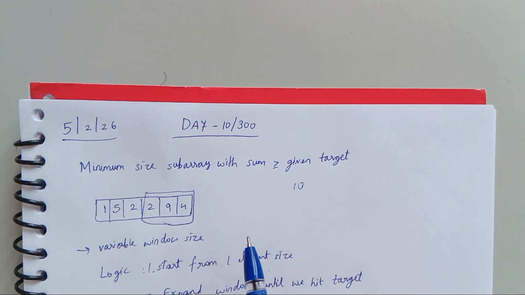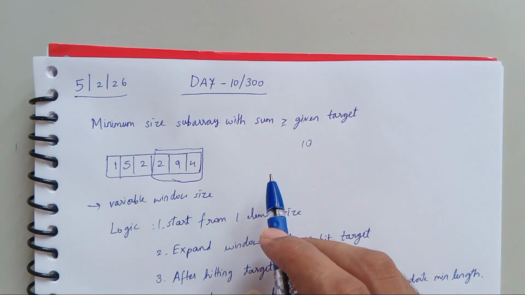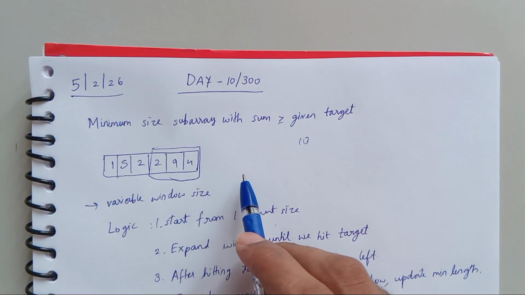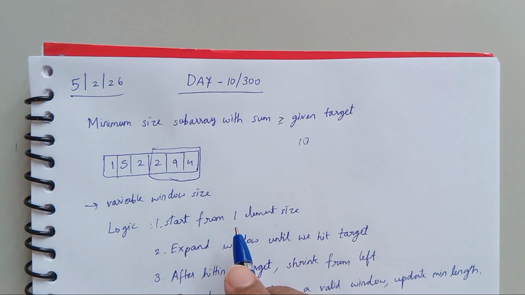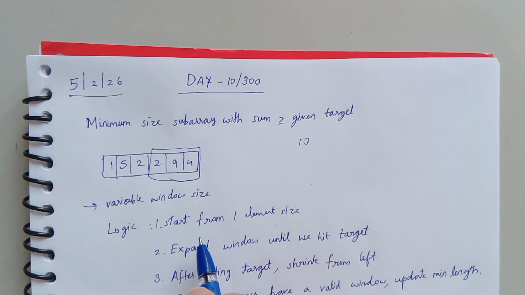So for that, how do we solve this question? First of all, this is a variable window size. We can have a subarray of length size 1 or length size 6 or 7, anything. So how do we start? The logic is first start from the one element size.